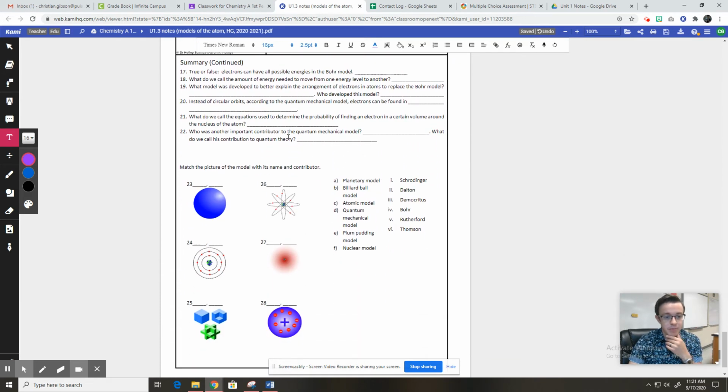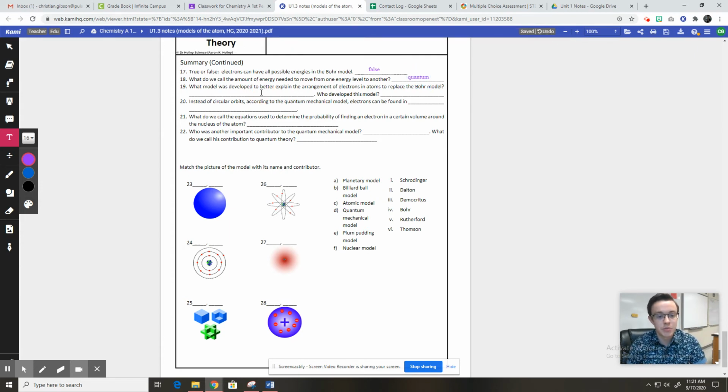So let's keep going. True or false, electrons can have all possible energies in the Bohr model. That is false. Electrons have fixed energies. They have specific energies. They're found in certain energy levels. They can't just fly all around anywhere they want to. So what do we call the amount of energy needed to move one electron to another energy level? Well, we call that a quantum. It takes one quantum to move an electron to a different energy level. Okay?